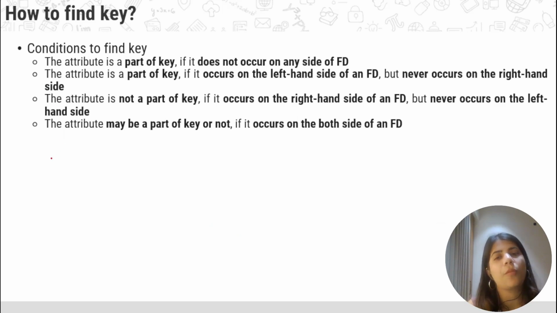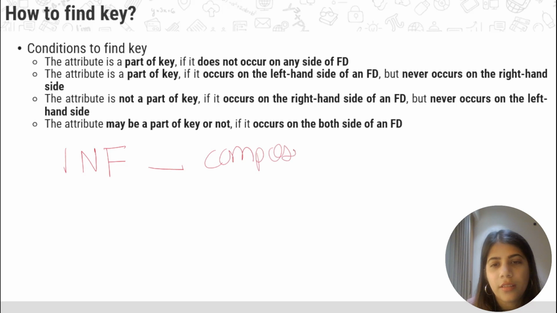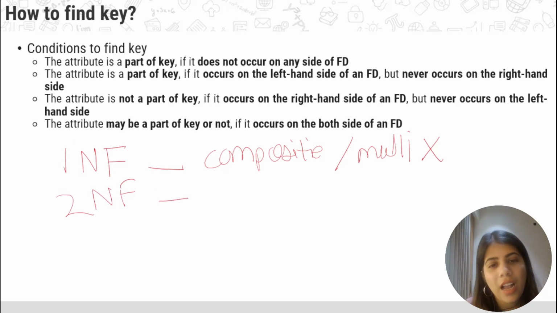Before I move on to the next topic, let's revise all the normal forms once and summarize them. One rule applies to all normal forms: to be in the next normal form, it is important that it is already in the previous normal form. So there was 1NF, whose first rule is that it cannot have composite or multi-value attributes. For 2NF, it has to be in 1NF and it should have only one primary key.